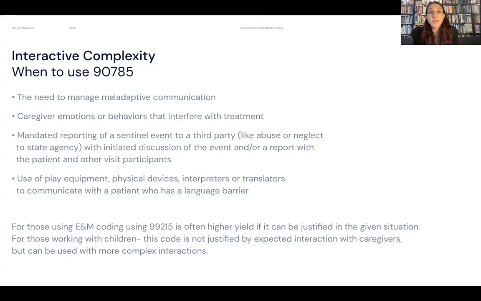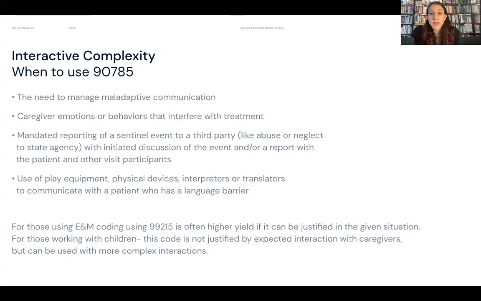So 90785. These are the times that we might use the interactive complexity code 90785. The need to manage maladaptive communication, caregiver emotions or behaviors that interfere with treatment, mandated reporting of a sentinel event to a third party with initiated discussion of the event or a report with the patient or other visit participants, the use of play equipment, physical devices, interpreters or translators to communicate with a patient who has a language barrier.